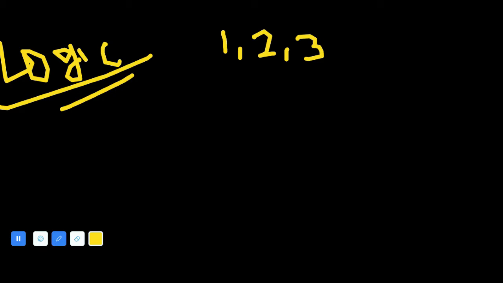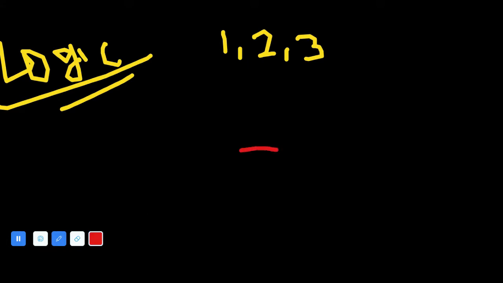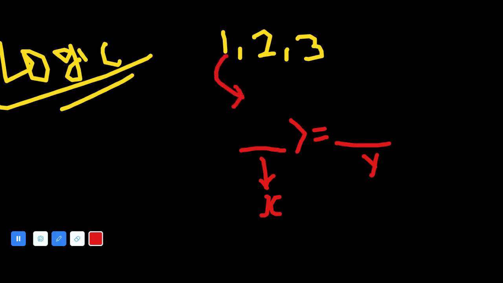So let us keep a basic logic for that. Let us say there is a variable called x, and let us call another variable which is y. And the logic is greater than or equal to. We will try to find how many times this logic is true. So let us keep the value of x fixed for now. Let us say this will be 1, and we will change the value of y from 1, 2, 3.